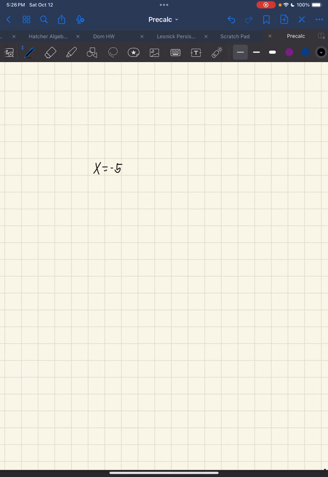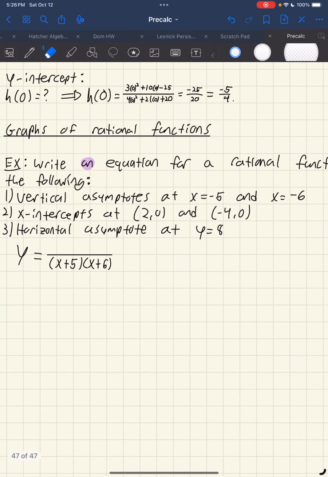X equals -5 means x plus 5 is equal to 0. X equals -6 means x plus 6 is equal to 0, just by adding, in this case, both sides by 5, in this case, both sides by 6. And because of this, x plus 5 times x plus 6 is certainly 0 in either of these cases. So that's our denominator, and we got the denominator straight from being told what the vertical asymptotes are.